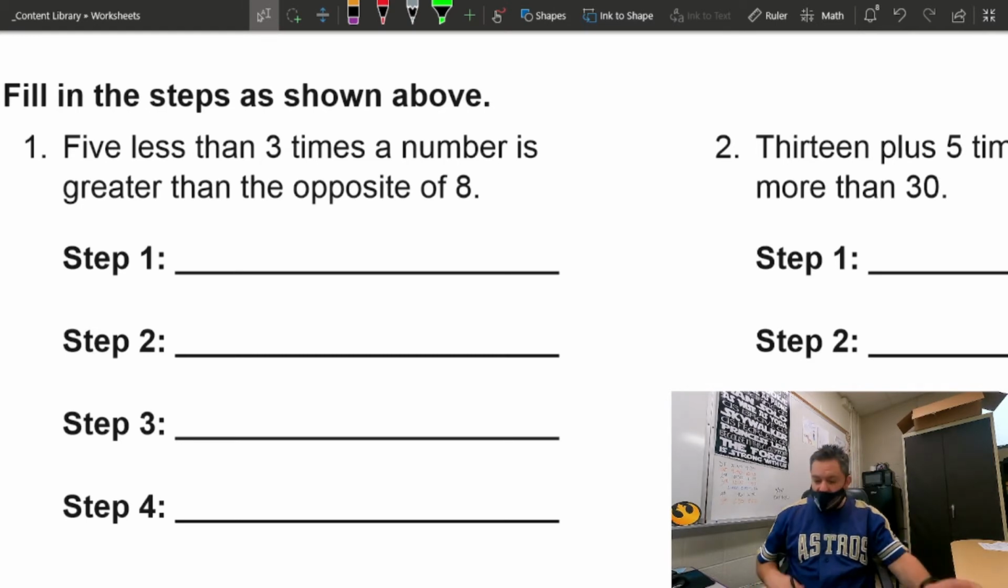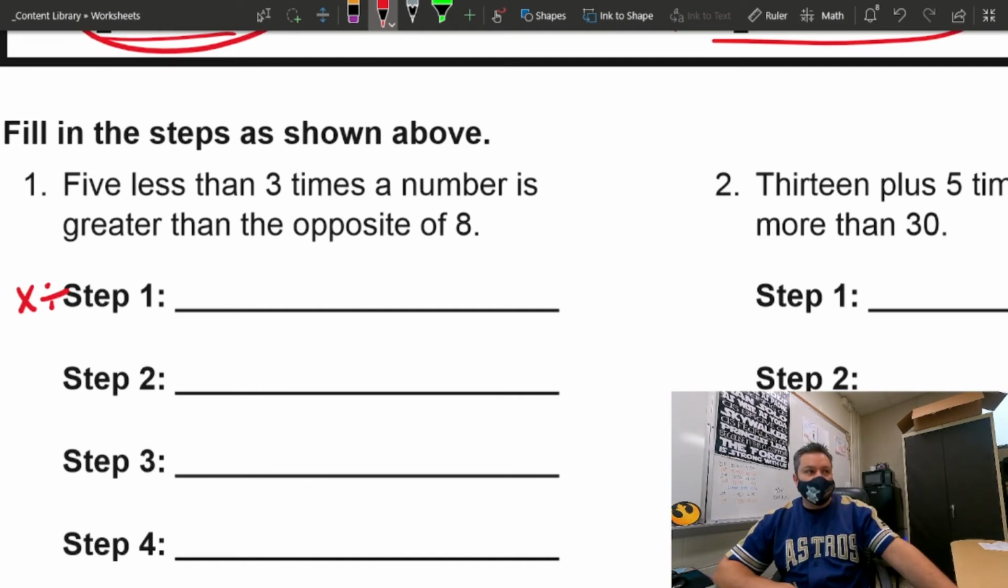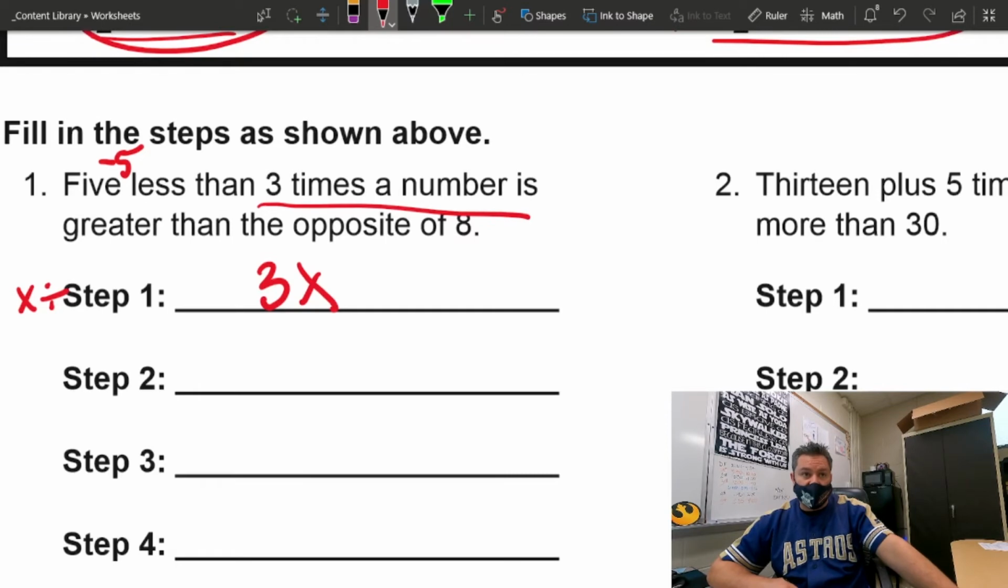Step one, let's look for the multiply or divide. What tells me what's the multiplication or division? 5 less, is that multiplication or division? That's subtracting, right? Yes. Hold on. 3 times a number, is that multiplication or division? 3x, right? Right there. A number, whenever you see a number, that's gonna be your variable.